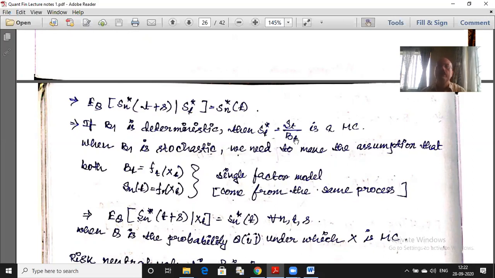Is this clear so far? Because we are essentially trying to establish nice properties for different versions of the process, discounting and without discounting. And the discounting is through the bank process. So the property of the bank process plays a role here, which we are trying to understand. So is this clear? Yes, sir.